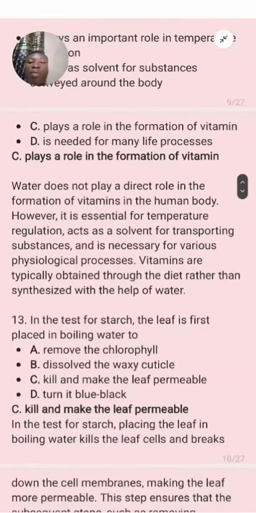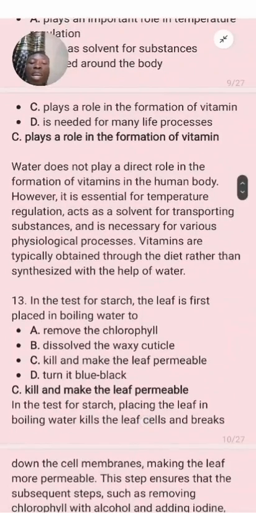Question 13, in the test for starch, the leaf is first placed in boiling water to dash. When you place it in boiling water, you want to kill and make the leaf permeable. There are steps to that. The first is you put it in boiling water so that you can kill the leaf and make it permeable.